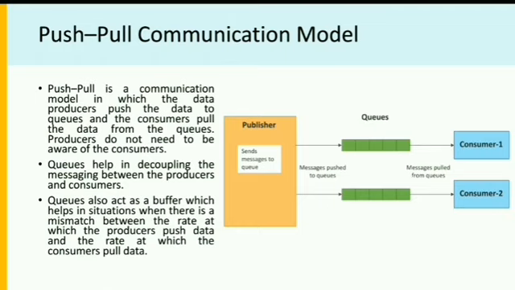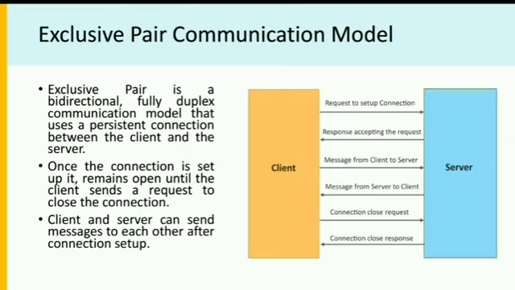In the figure, in the diagram, you can see how the push-pull communication model works. In the diagram, you can identify one publisher. Publisher sends messages to the queue. Queue stores those messages and consumer accesses messages from the queue. So messages are pushed to the queue, whereas when the consumer wants to access the messages, they are pulled from the queue. Next and the last communication model is nothing but the exclusive pair communication model.